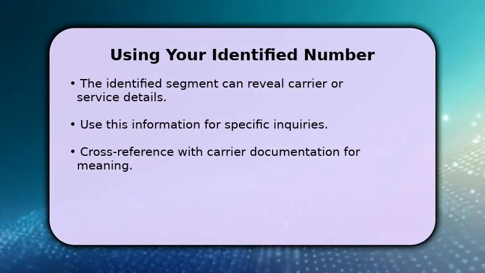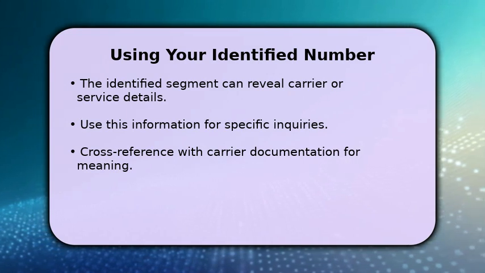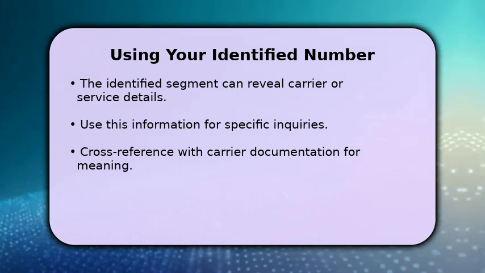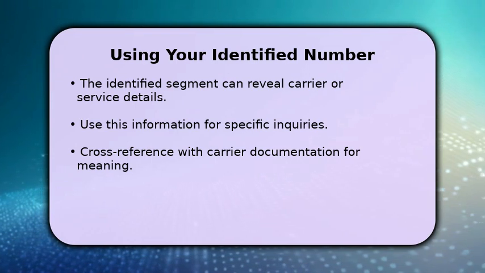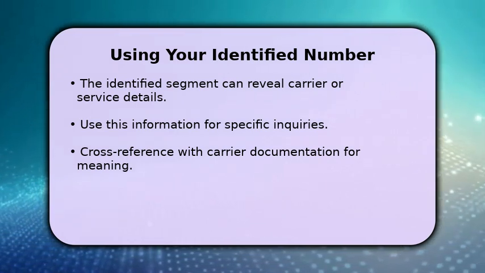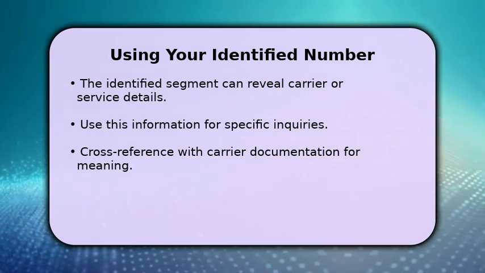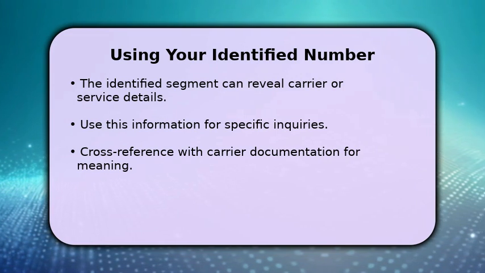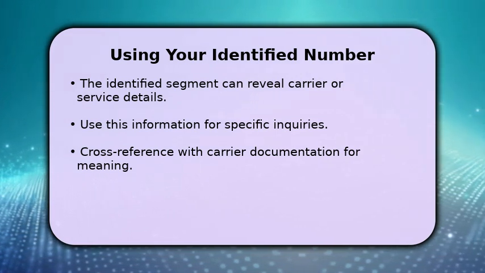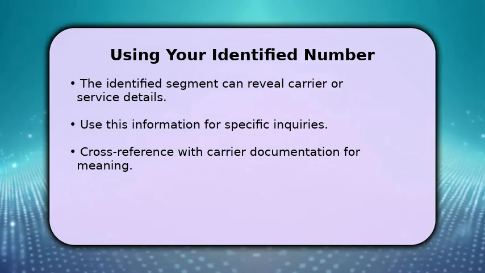Once you have isolated this middle identifier, you can use it for various purposes. This specific sequence of numbers can help you confirm the exact service level, such as express or ground, or even pinpoint the origin facility. To fully understand its meaning, it is often helpful to cross-reference this segment with the carrier's official tracking number documentation. This will provide precise details about what each part of your tracking number signifies.